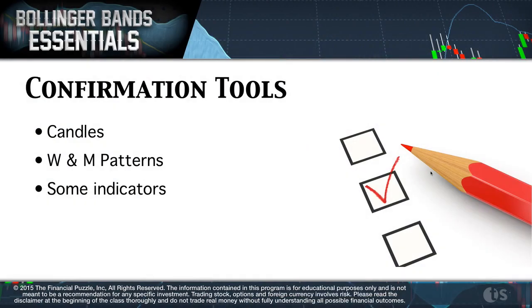Now, there's also going to be some confirmation tools that we're going to be talking about throughout the program. We're going to look at the candlesticks. We're also going to look at W and M patterns, and we're going to look at some indicators. We've got a couple indicators we're going to look at that are Bollinger Band specific. That'll be coming up in class number 2, but I just want to let you know that there's a whole system that's coming around here, around these bands and around these components that we've talked about.